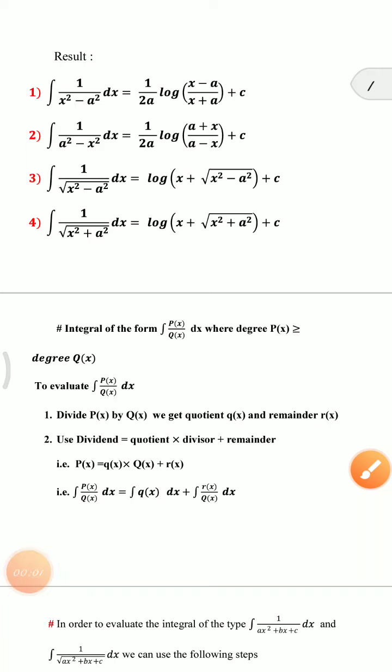Hello students, let us see the maths paper 1, fifth chapter, integration. We have already studied the three exercises, that is, the three types of integration. Let us see the next type of integration. Before you start the next type, let us see some results. We will see the results without proof.